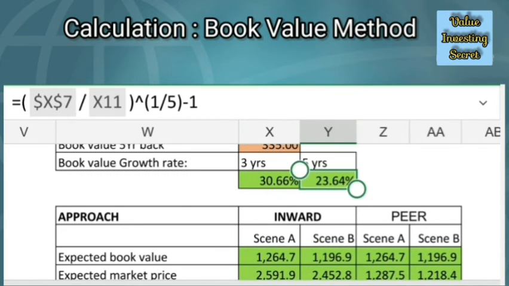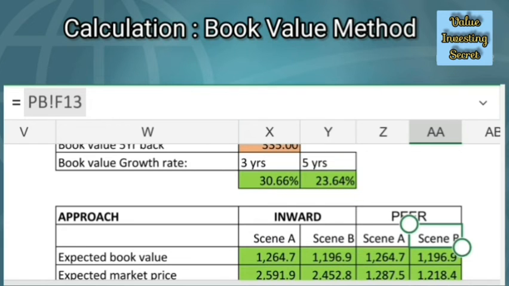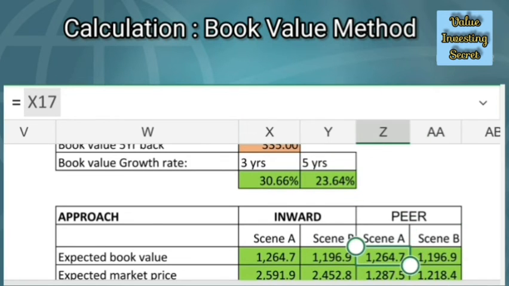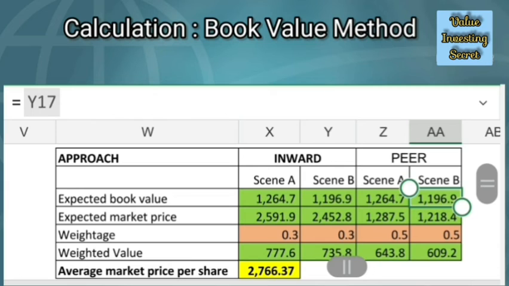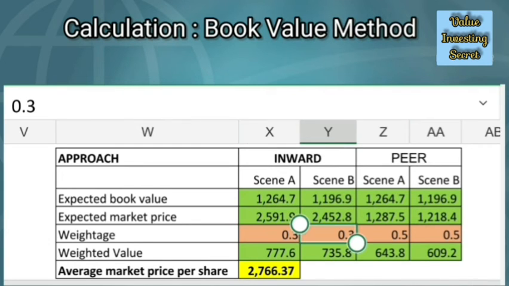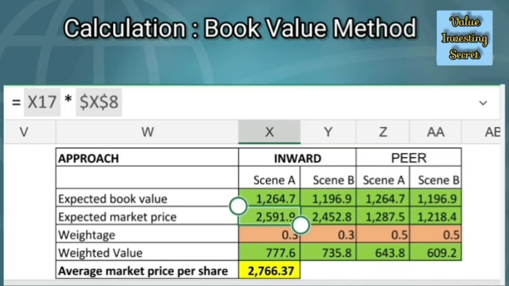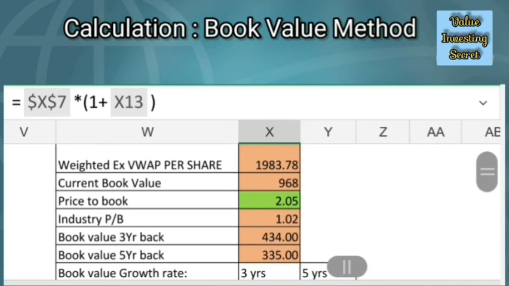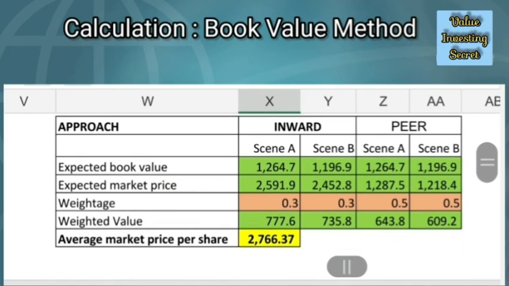So expected book value growth is 30.66% when we compare with 3 years book value and 23.6% for 5 years. The same is applied in the peers comparison also for scenario A and scenario B. Here the scenarios are 3 years book value and 5 years book value. So the total expected market price will be 2,591 for scenario A and 2,452 for scenario B. To get this, we need to multiply the price to book ratio into the expected book value, so that we will get the expected market price.